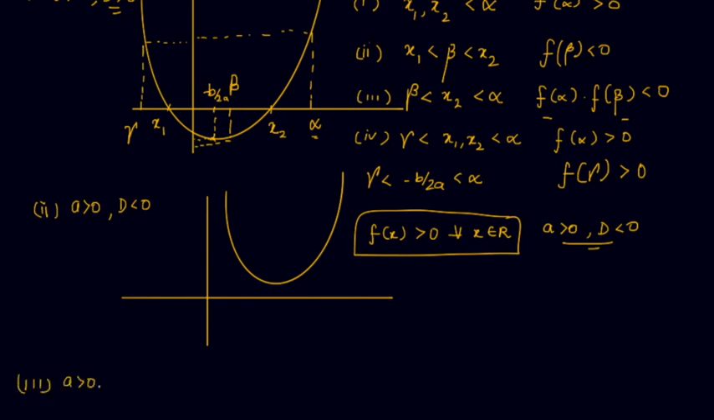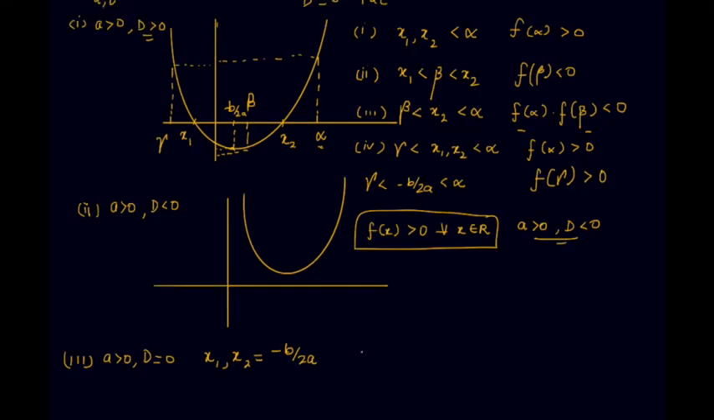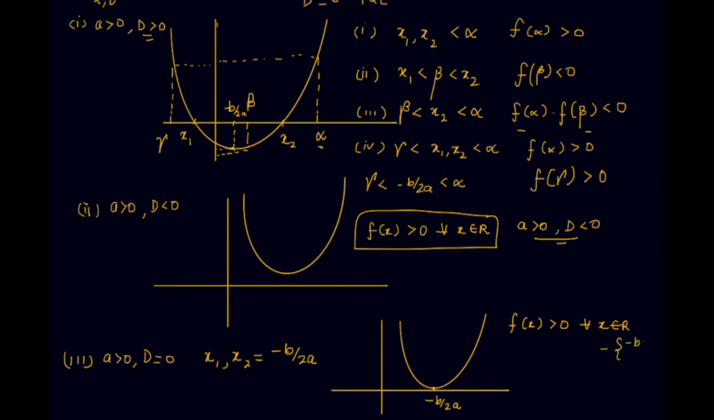Now the third case is when a is greater than 0 and d equals 0. When d equals 0, both the roots take the same value, which is given by minus b by 2a, and the graph will look like this, and this is the point minus b by 2a. Now this function will also be always greater than 0 for all values of x belonging to R except at the point minus b by 2a.